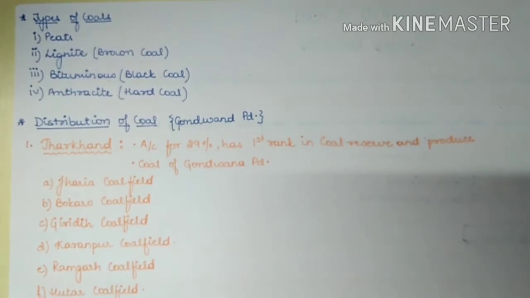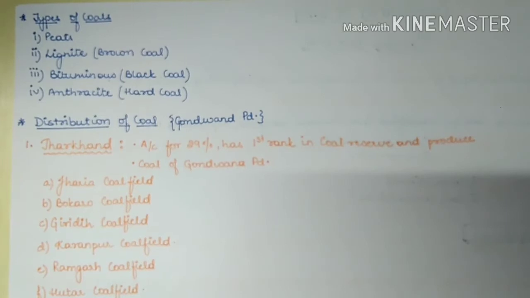Okay, now then we have lignite. Lignite is also known as brown coal. It is superior to peat, and the carbon content in it is 40 to 60%. And within a passage of time, we will see that peat converts into lignite coal. Okay. The next is bituminous.